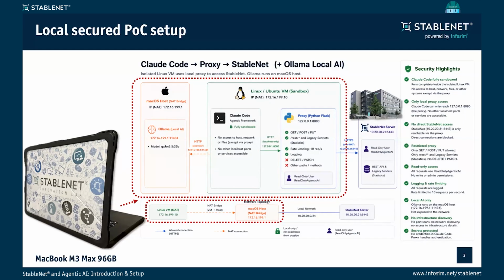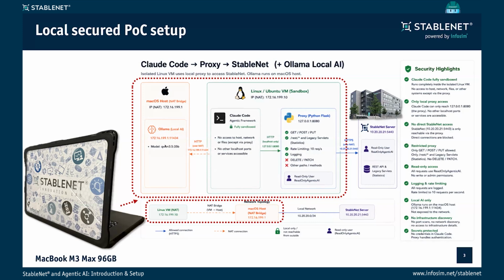You can also further restrict the proxy to only do, for instance, GET, POST, and PUT. We need a read-only access user on StableNet, as I said. And as a nice extra benefit of the proxy, I can also rate limit the requests. So I can say maximum 10 requests per second. That way I'm making sure that Claude wouldn't go mad.